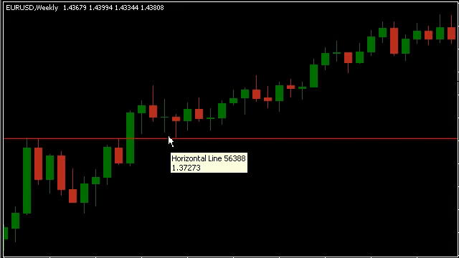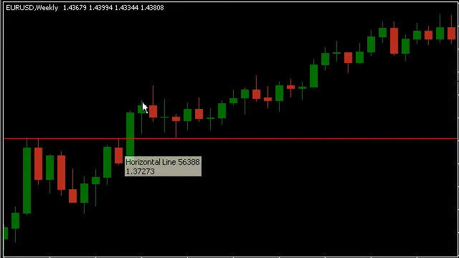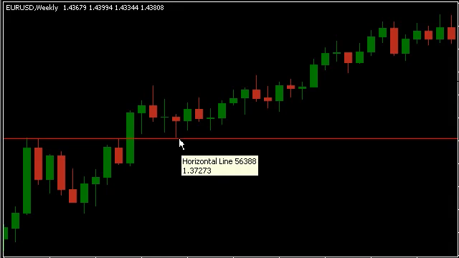So the same line can be both support and resistance. In this case it was resistance, in this case it was support. For a line to be what we consider a valid support and resistance line that we're going to take notice of, we want to see price hit it 2 to 3 times at a minimum.